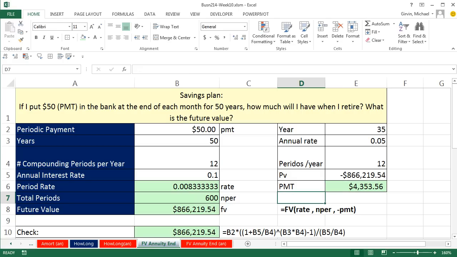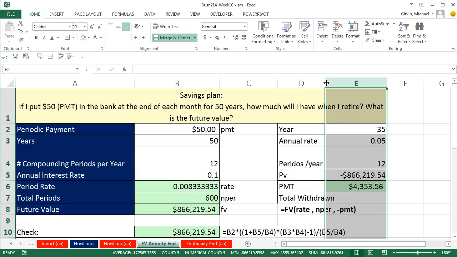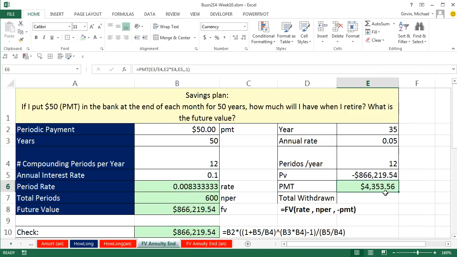Now we could do one step further. Total withdraw. And I'll come up here and change the column width. Copy. I'm going to paste this here just to get the format in, then change the formula, escape. Equals this times what? Times 35 years times the 12 months. And boom, from $866,000 on the day we retired, since we get to withdraw, assuming a 5% annual rate, that's pretty conservative, about $4,000 each month, that's the total amount we will have withdrawn over the period.